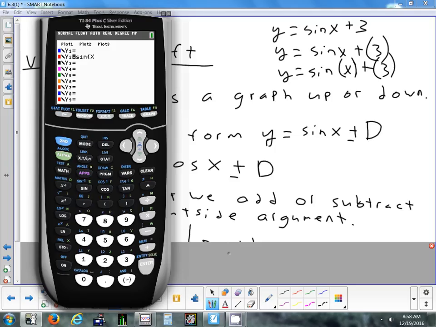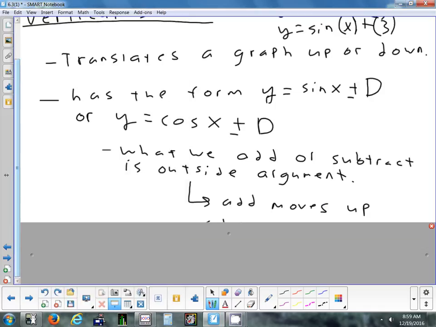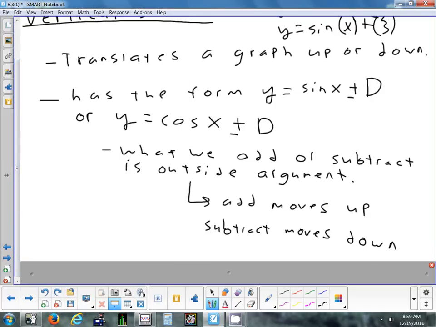So let's graph the original in blue and sine of x plus 3 in red. Okay, we're just barely going to see it. It's going to be right on the edge of the top, but it doesn't go off the screen. Okay, well, that's it. That's a vertical shift. So plus the number moves up, minus the number moves down.